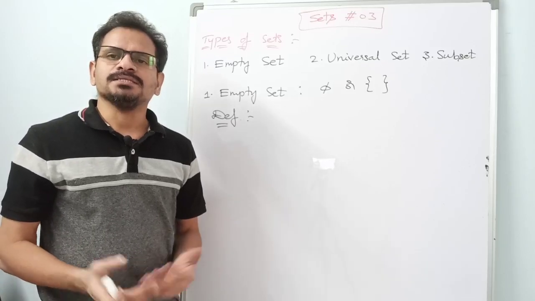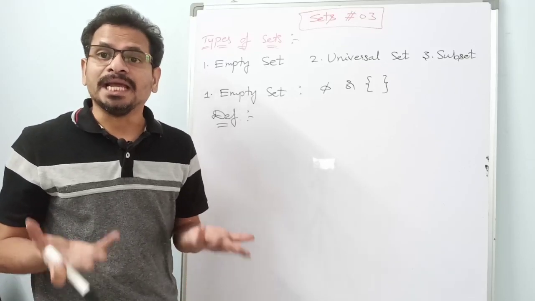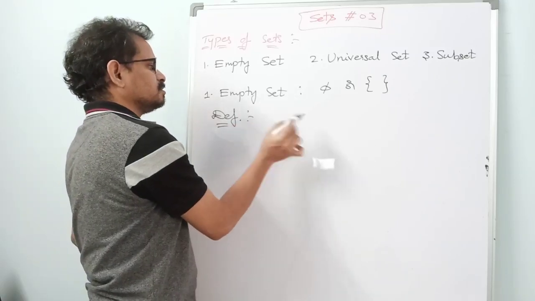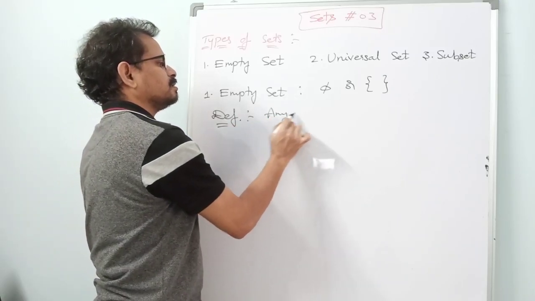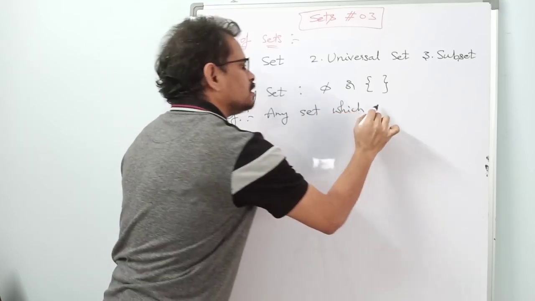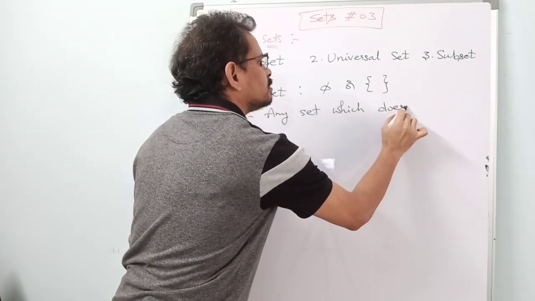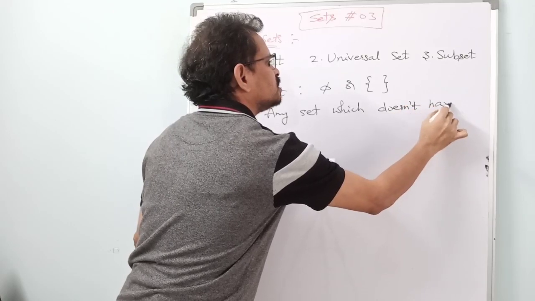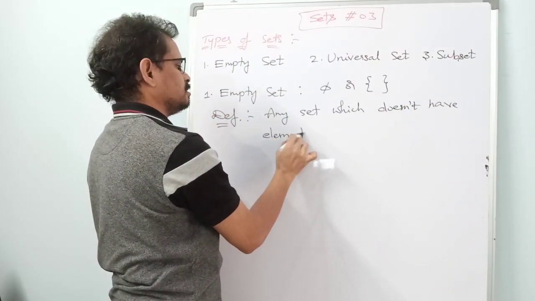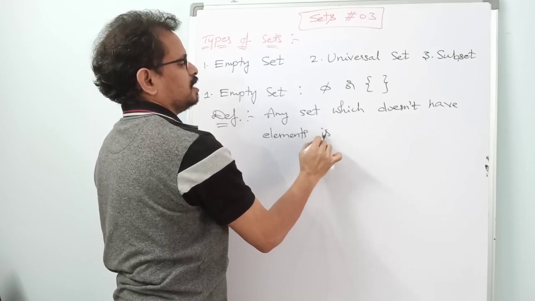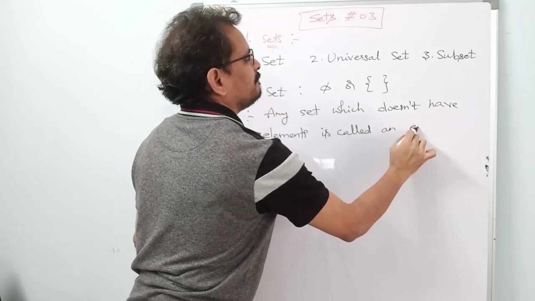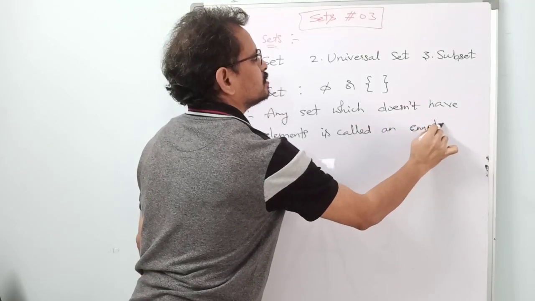That means what? A set which is not having elements is called an empty set. So we can write the definition like this, no? Any set which does not have elements is called an empty set.